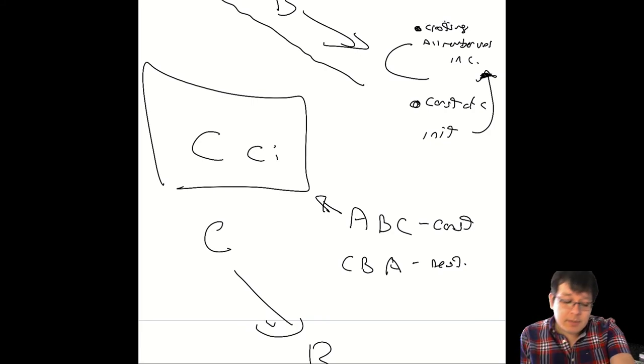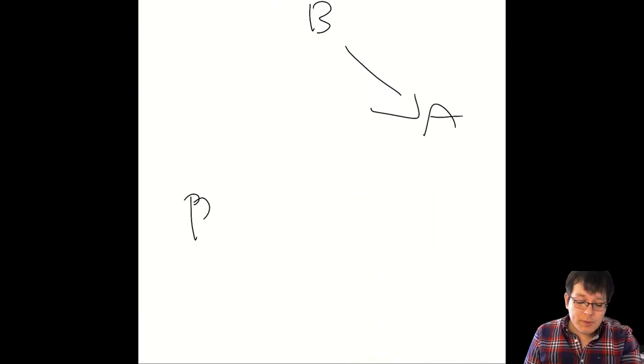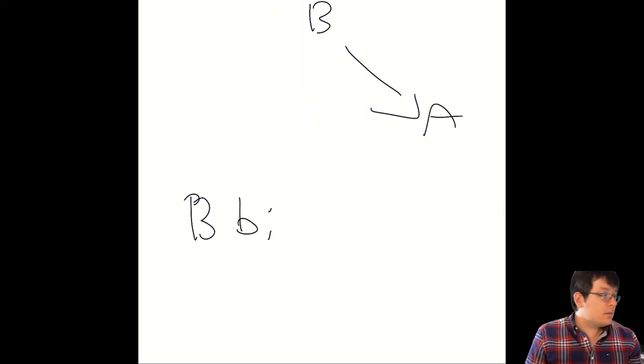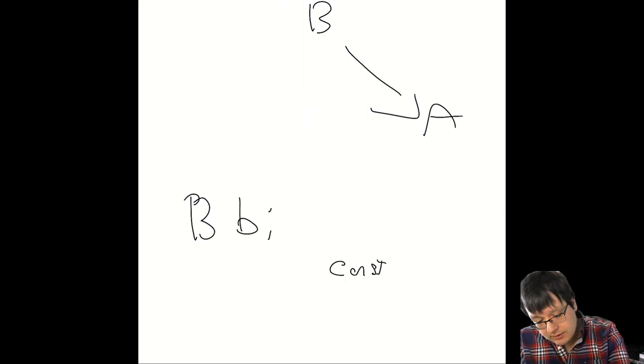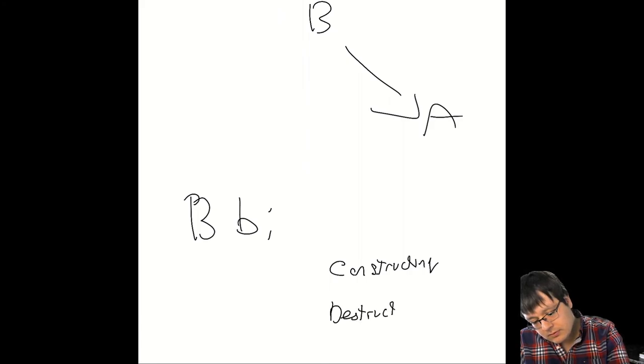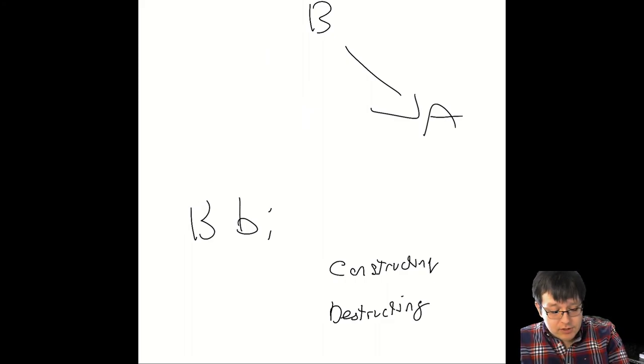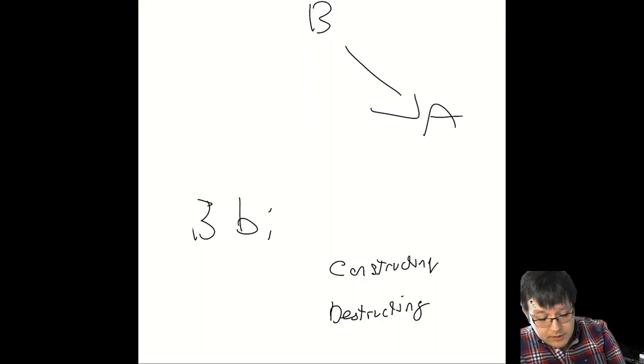Suppose that you did B. What would be the order in that case? What would be constructing and destructing? What would it be if I did the declaration, same architecture, same everything that I have so far?